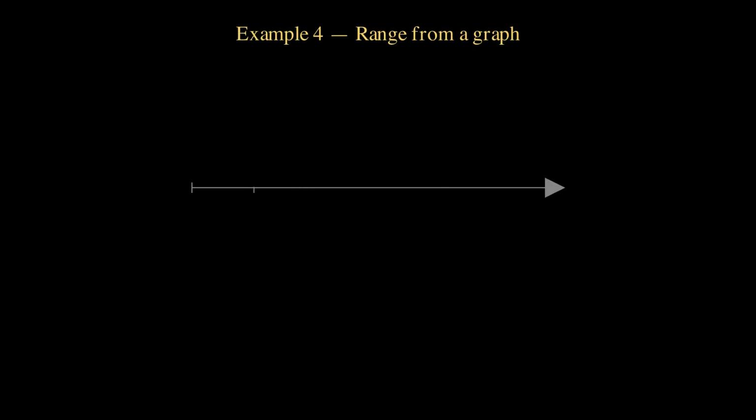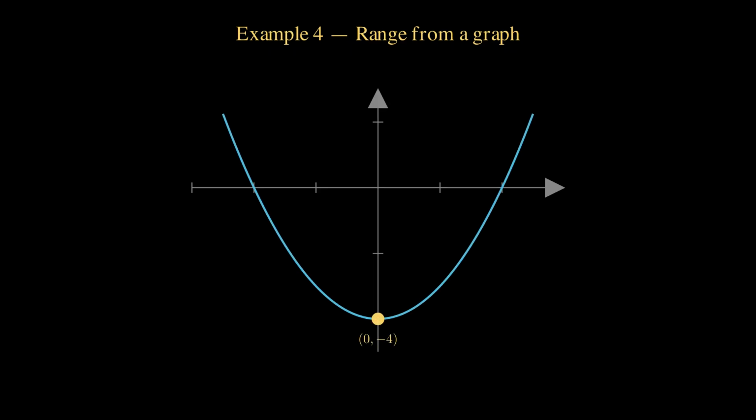Another range idea shows up with curves. Take a parabola that opens upward with vertex at the point (0, negative 4). The lowest output is negative 4 at the vertex, and the parabola rises forever upward. So the range is y greater than or equal to negative 4. That is the vertical span of the graph, from the minimum y upward. Domain would still be read horizontally, and here it is all real x in the picture.